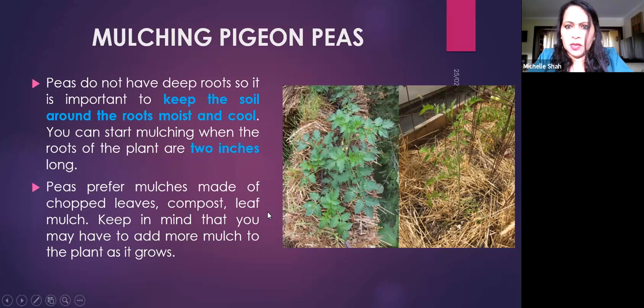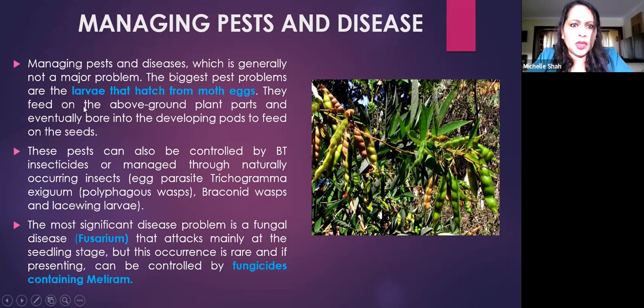Managing of pests and disease in pigeon peas. We generally have most pest problems with larvae that hatch from moth eggs. These feed on the above ground plant parts and eventually bore into the developing pods to feed on the seeds.